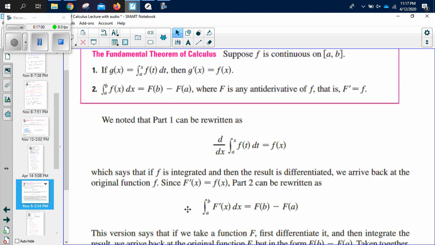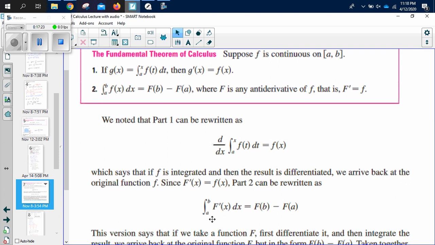Since the derivative, big F prime of x, is equal to little f of x, part 2 can be written: if we integrate, and the derivative of big F of x is equal to f of t, that's because big F of x is the antiderivative of little f of x, then we get f of b minus f of a, big F of b minus big F of a.